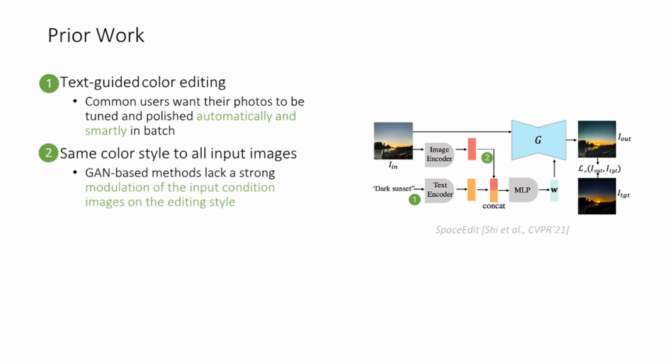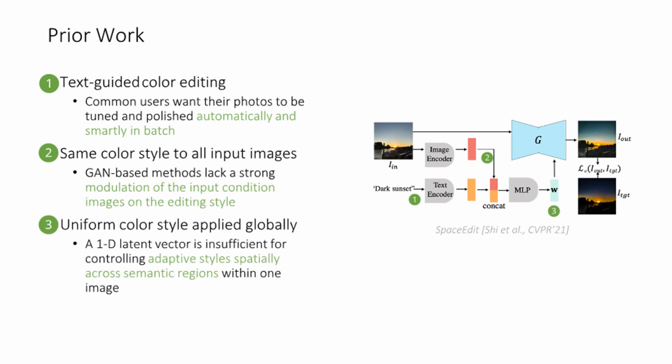GAN-based methods lack robust modulation of input condition images on editing style, as the connection to integrate features with the original style latent is not enforced due to indirect discriminator loss. A third limitation involves the variation of appealing color tones within different semantic regions of a single image, such as foreground and background. GAN-based methods, in contrast, typically utilize a 1D noise vector as the style latent, resulting in a global color style applied to the entire frame.